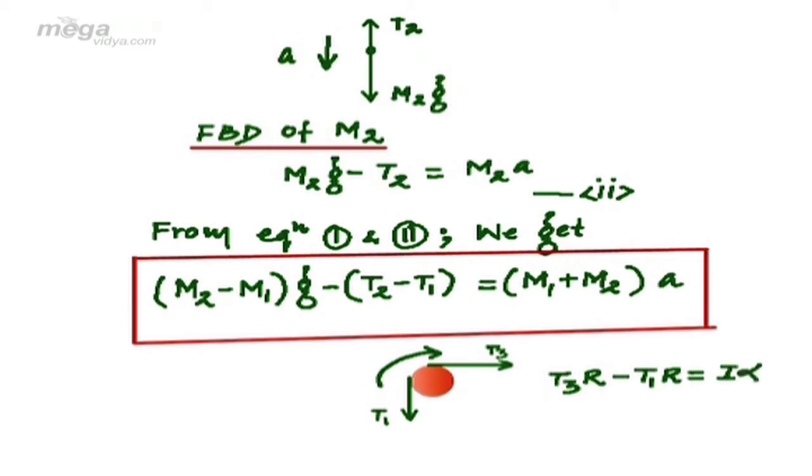Applying the torque equation, we can say T3 minus T1 will be equal to I a upon R square, using the formula alpha is equal to a upon R.